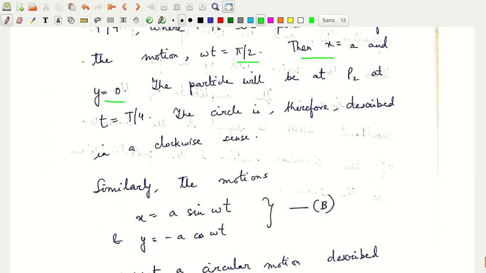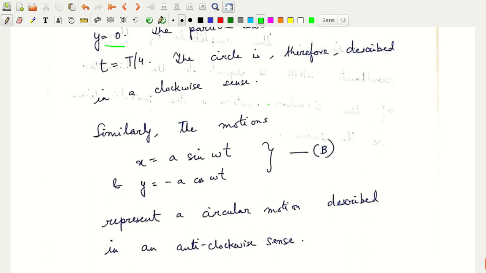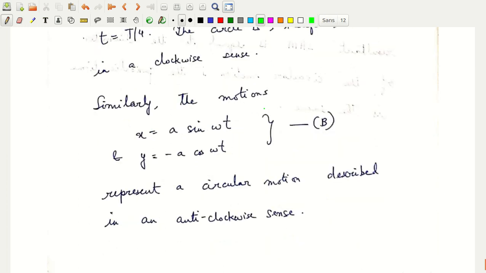Similarly, if I study the motions x equal to a sin omega t and y equal to minus a cos omega t, then I will see that this represents a circular motion described in an anti-clockwise sense. So we pause here today, and next day we will see some important problems to understand the picture even better. Thank you.